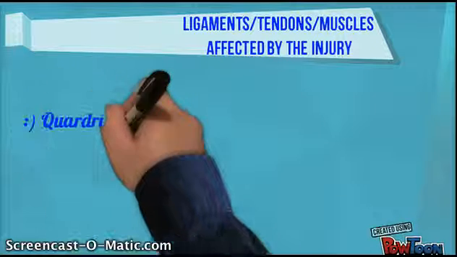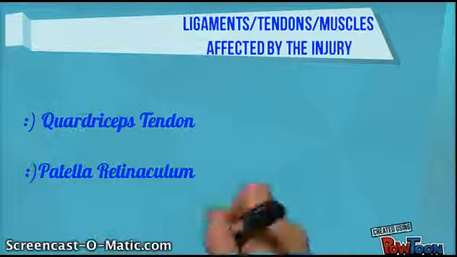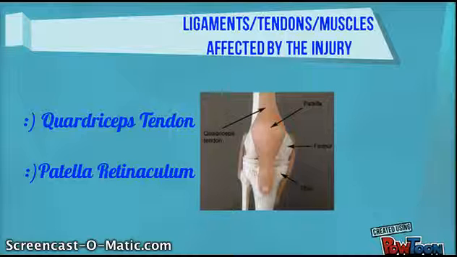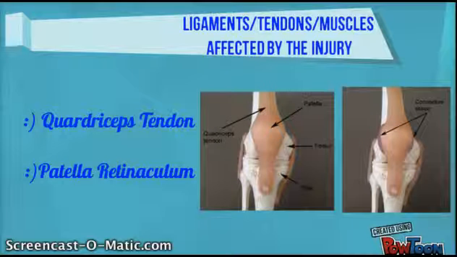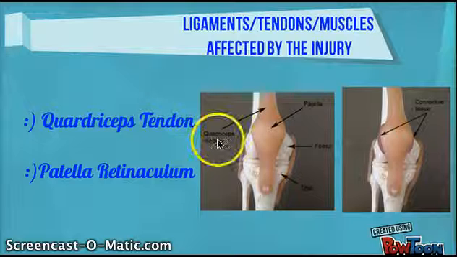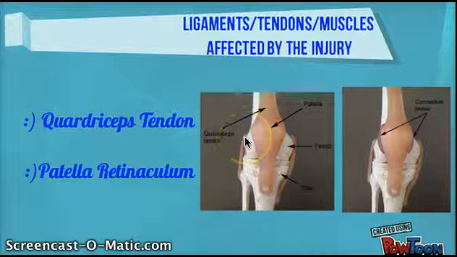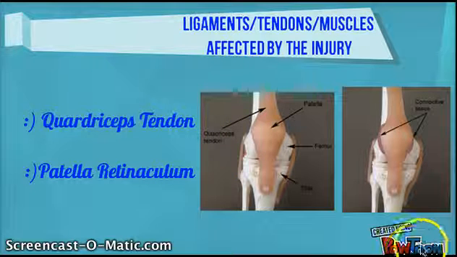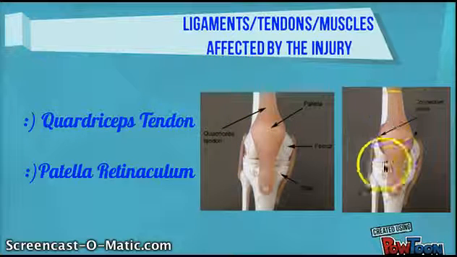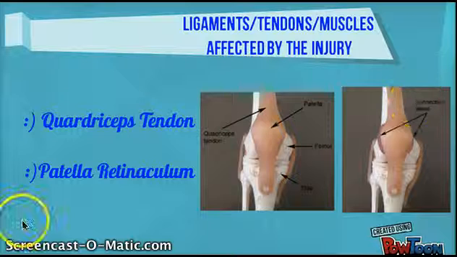Ligaments, tendons or muscles affected by the injury: the quadricep tendons and the patella retinaculum. The quadricep tendons are the muscles at the front of the thigh, and the patella retinaculum is a connective tissue that attaches the patella and femur together.